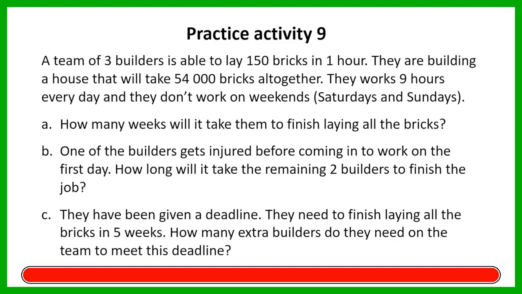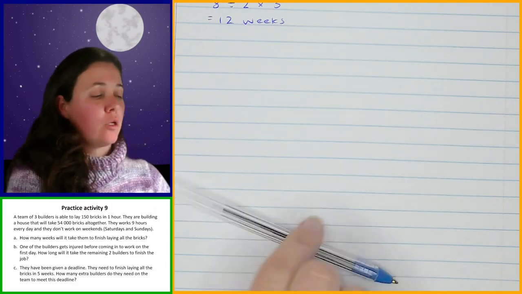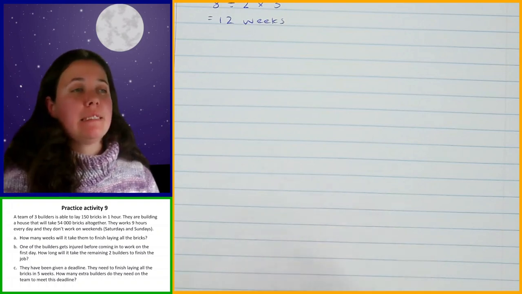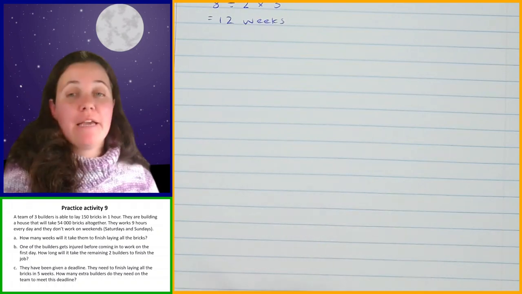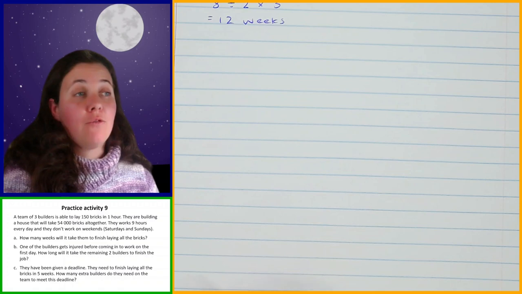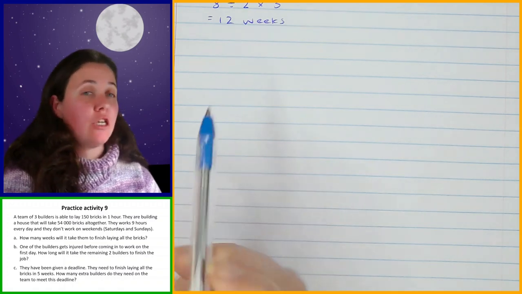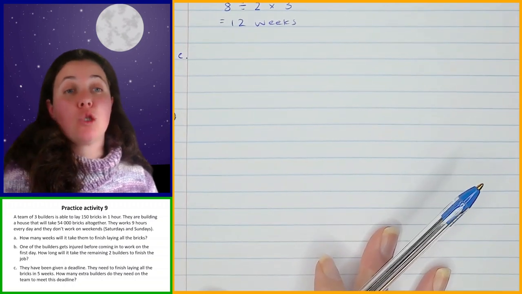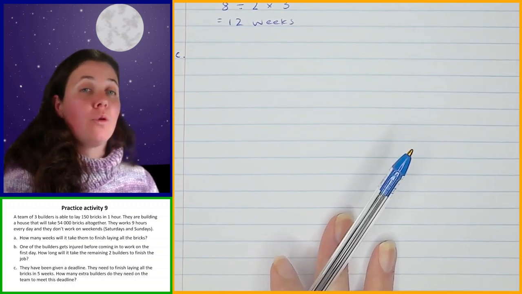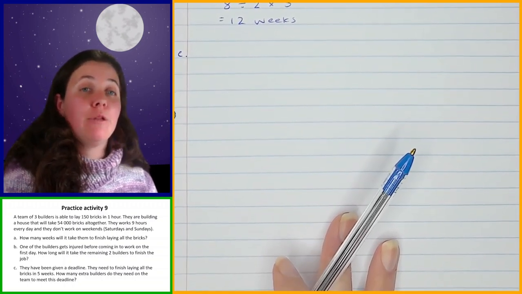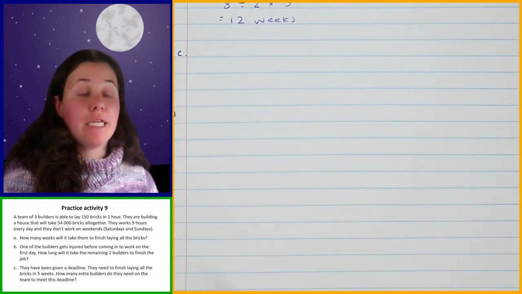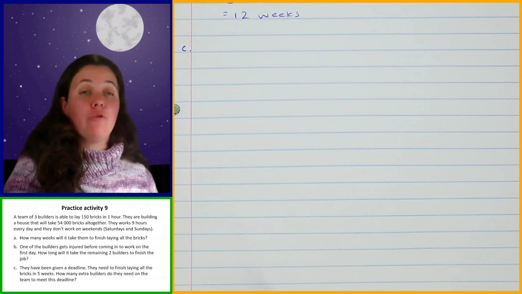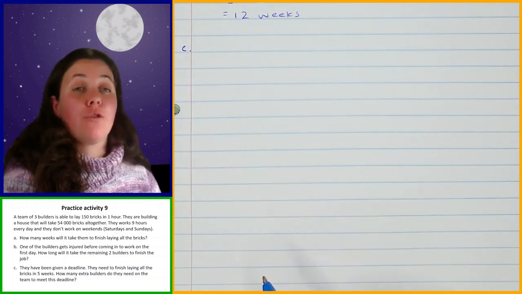Okay, hopefully you are done with that. So let's go through that question. Okay, so here, as we already said, they have now been given a deadline that they have to finish all of the bricklaying in 5 weeks. But now we just worked out that because they are a man down, they're not even going to take 8 weeks, they're now going to take 12 weeks. So we need to work out how many extra people they need in order to meet this new deadline, if everyone is able to work at the same rate that the original three builders were able to work at.